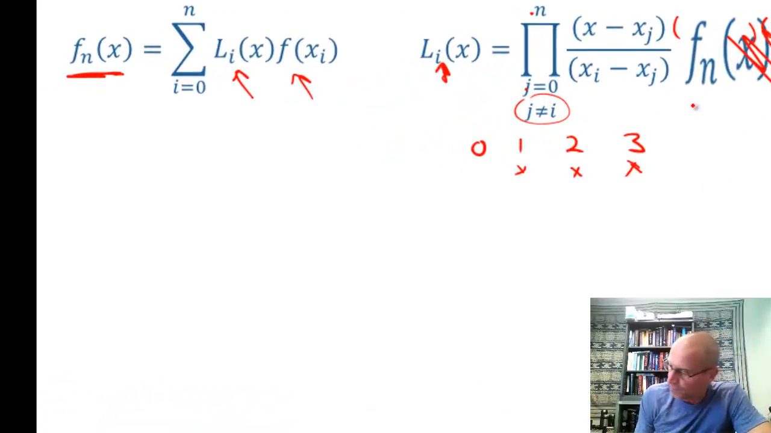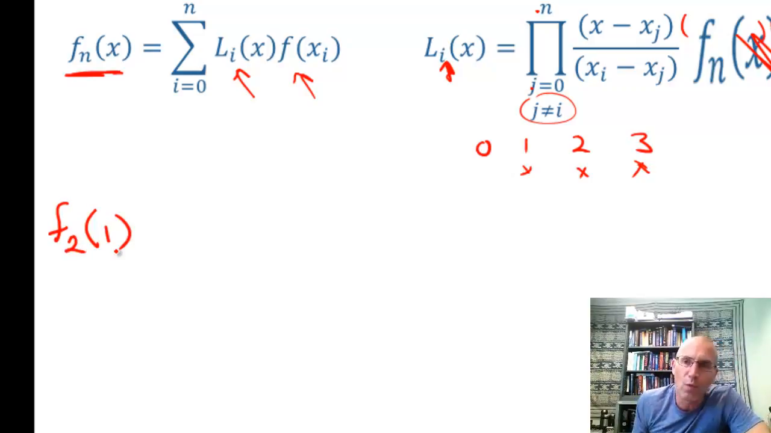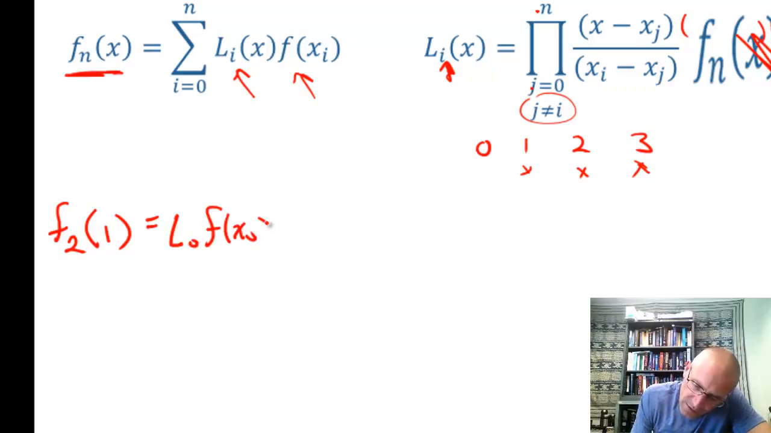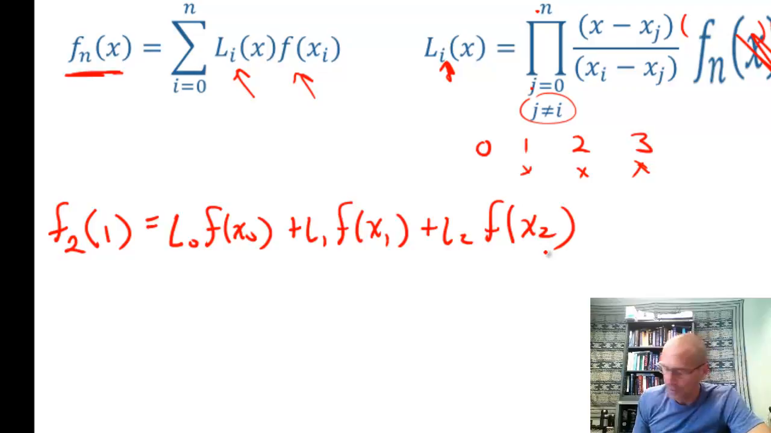So let's go ahead and determine each one of these for the previous example that we had. So for example, we're going to be finding, say, a second order Lagrange polynomial, so we'll call it f of 2 at point 1, similar to the example we had before. And what that's going to be equal to, if we look at our summation here, we're going to have a function L0 times f of x0 plus an L1 times f of x1 plus an L2 times f of x2. Okay? So that's what my function is going to be.